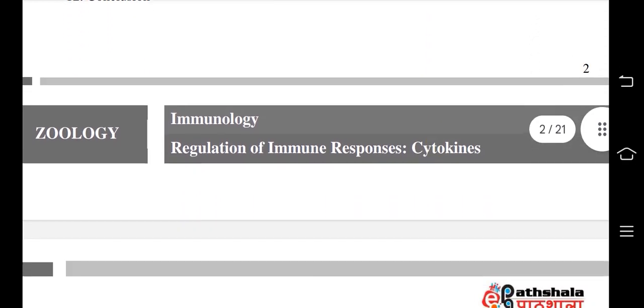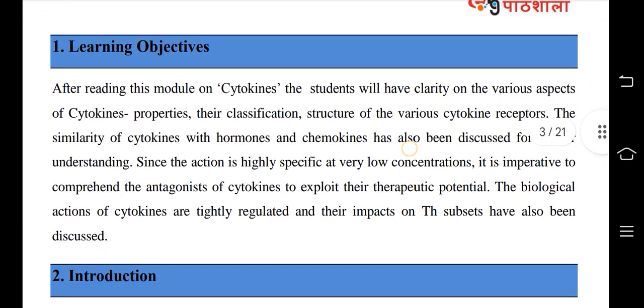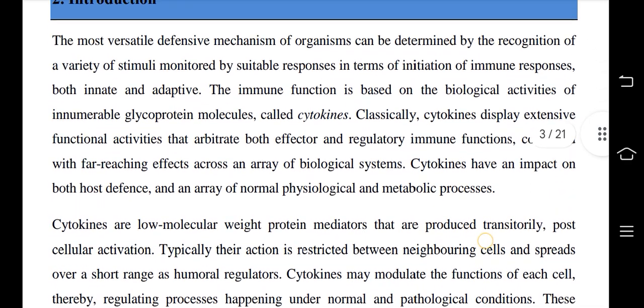So, let's learn about cytokines. After reading this module on cytokines, the students will have clarity on the various aspects of cytokine properties, their classification, structure of the various cytokine receptors, and the similarity of cytokines with hormones. Chemokines have also been discussed for further understanding. Since the action is highly specific at very low concentrations, it is imperative to comprehend the antagonists of cytokines to exploit their therapeutic potential. The biological actions of cytokines are tightly regulated, and their impacts on Th subsets have also been discussed.